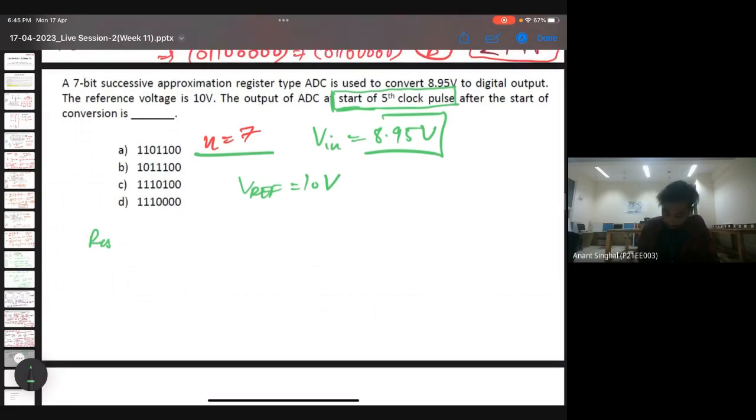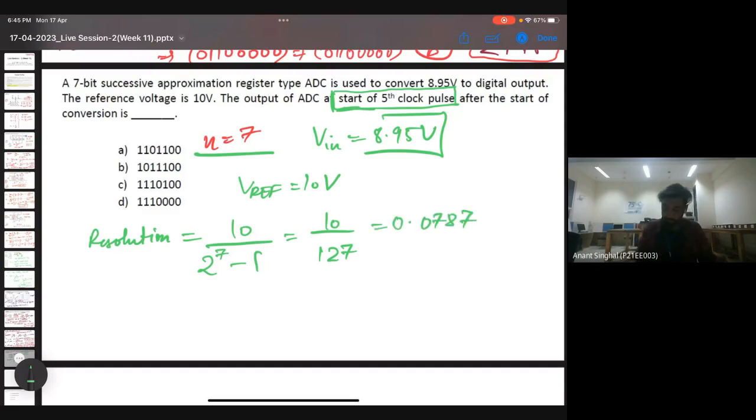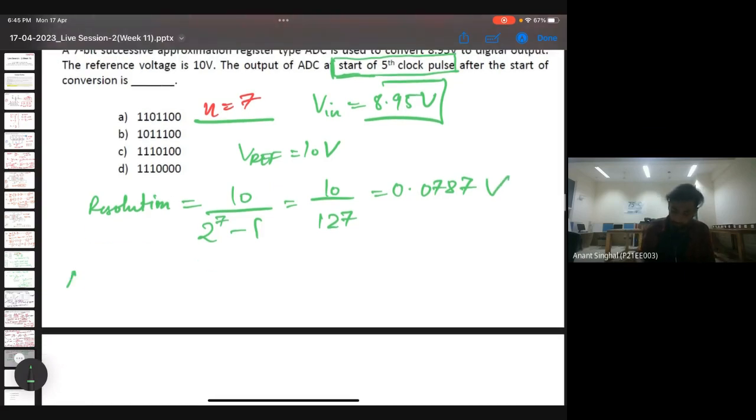First we'll calculate the resolution. It will be the reference voltage upon 2 to the power 7 minus 1, which is 127. Let me calculate it. So it is 0.0787 volts. At the 0 clock, we'll write the same steps again. It will be 00000, since it is a 7-bit, which will always be less than V in, so we'll keep the bit.